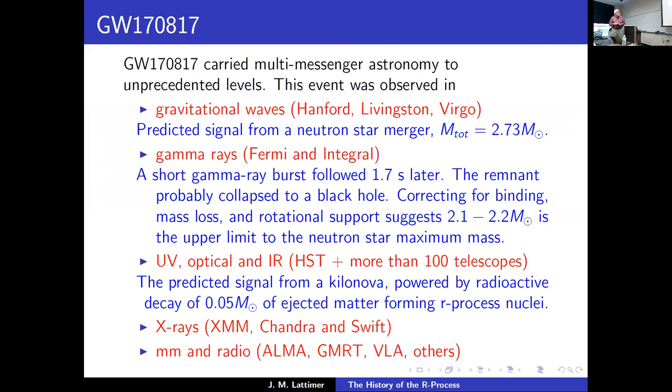We also saw this kilonova afterglow and ultraviolet, optical and infrared radiation involving more than 100 telescopes. And this was pretty much the predicted signal from a kilonova as shown in the Metzger 2010 paper, powered by the radioactive decay of about a 20th of a solar mass. And there were also observations in X-rays, millimeter wave, and radio.